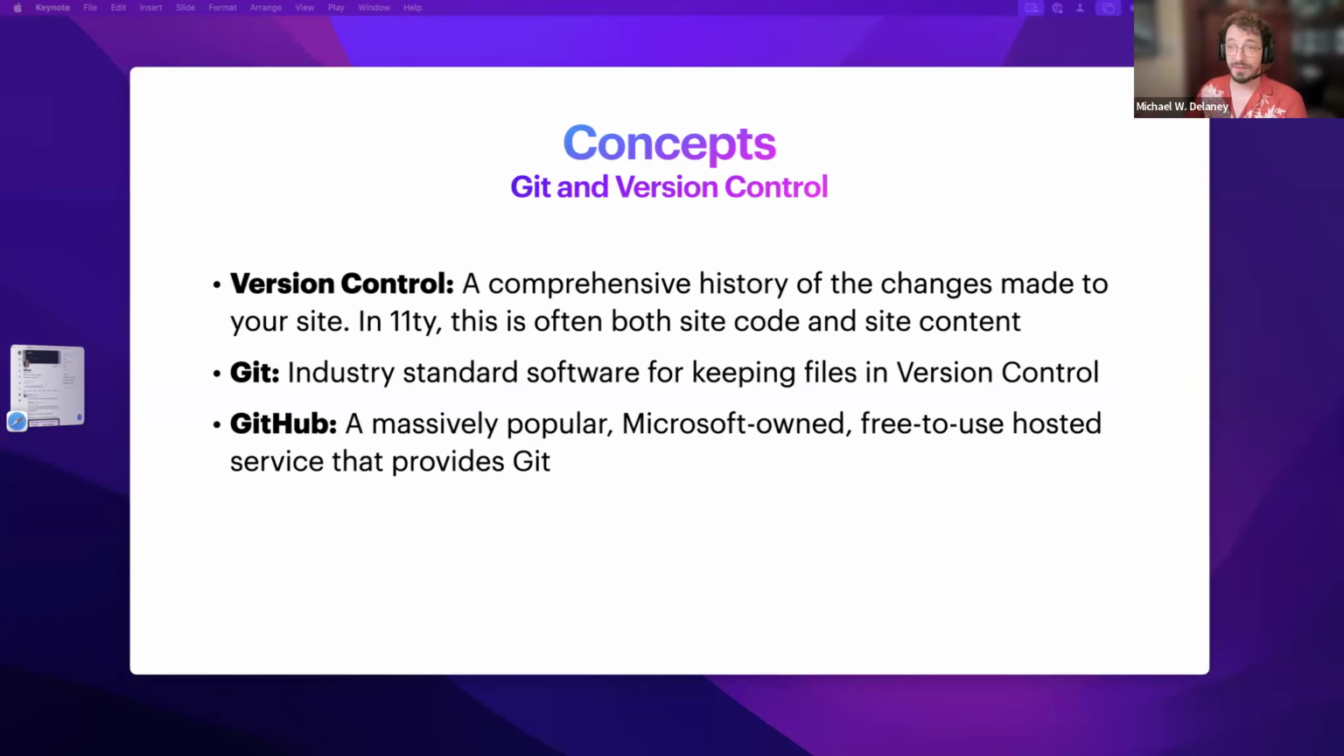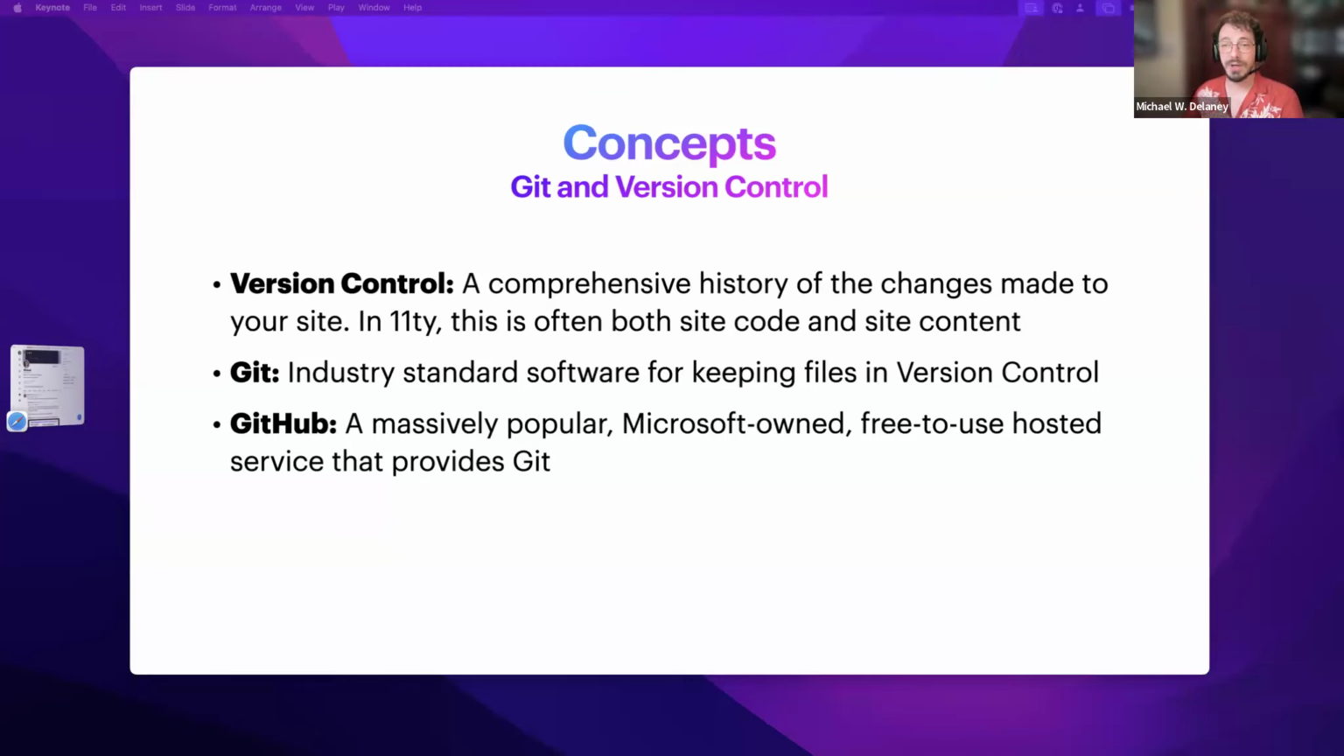Version control, starting right off. Very simply put, version control is a comprehensive history of the changes made to your site. In 11ty, this is often both site code and site content. If you're keeping your site in Markdown files alongside your templates and your CSS and your JavaScript, then that's in version control too, hopefully. Git is an industry standard piece of software for keeping files in version control.